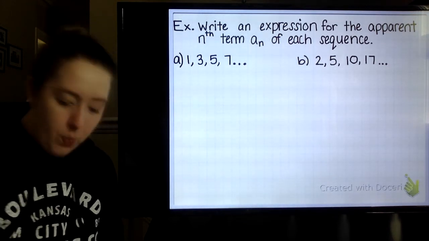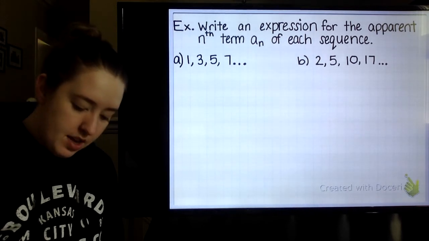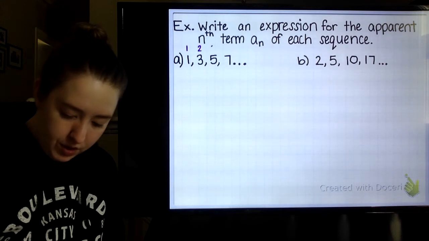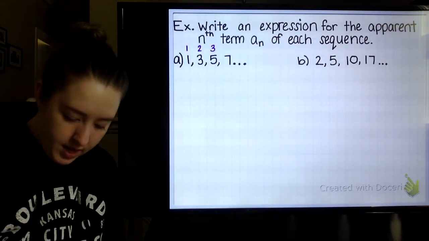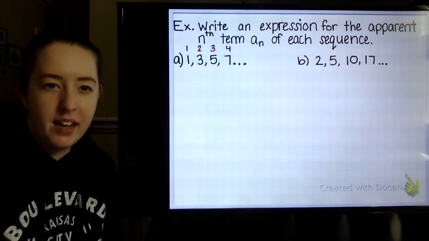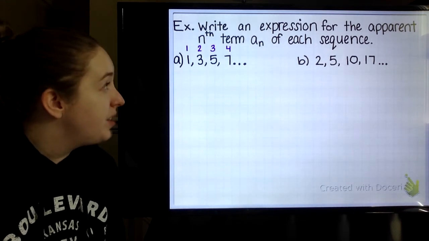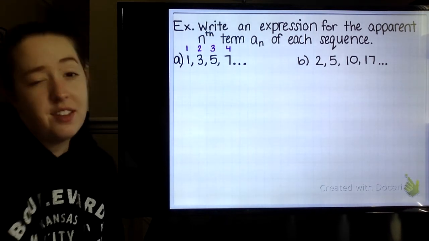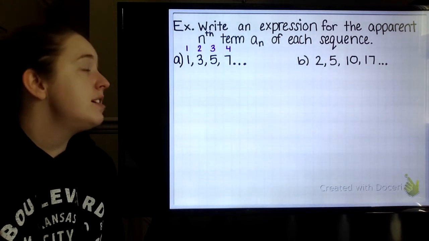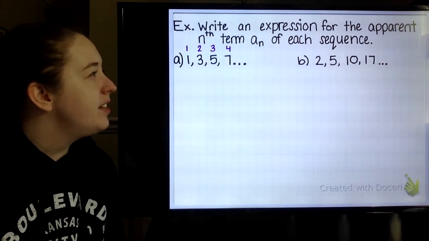Here we go. What I think is helpful if you're having trouble trying to figure it out is to label each of the terms 1, 2, 3, 4. Then you can think about what's happening to each of those numbers. For 1 to get to 1, lots of things could have happened. For 2 to get to 3, we could have added 1. For 3 to get to 5, and for 4 to get to 7.